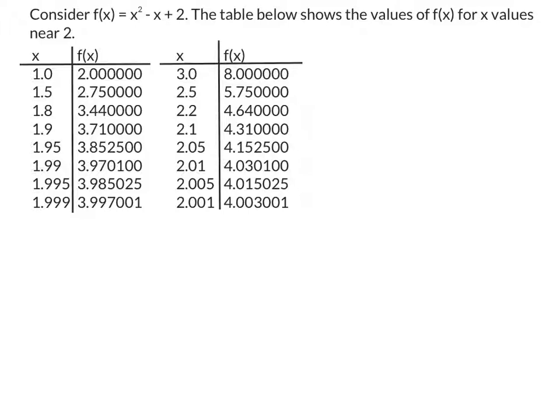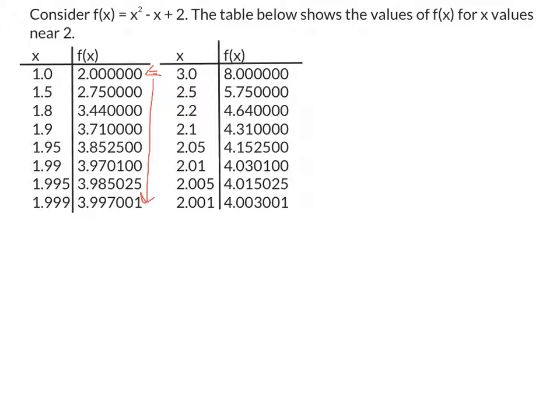If I have this function f of x, and I use x squared minus x plus 2, the tables below show the values of f of x as x values get closer and closer to the number 2. Looking at some values here, we start by putting in 1 for x, and our output is 2. But as we go down the list, you can see that our f of x gets closer and closer to the number 4. Same as if we go from the other side.